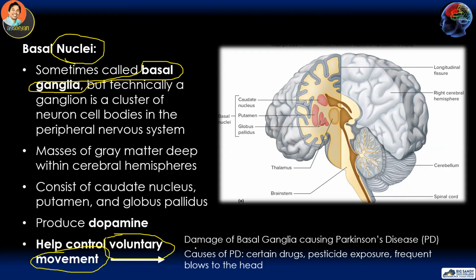If somebody has a problem with this area, for example damage in the basal ganglia, like people with Parkinson's disease, they will not be able to control their voluntary muscle movement. Their muscles will usually move automatically. So it can be a little bit difficult to control the voluntary movement of their skeletal muscle if they have a problem with the basal ganglia. And the disease is called Parkinson's disease.